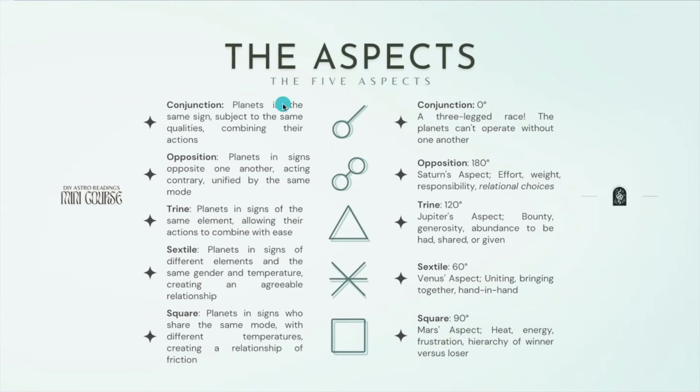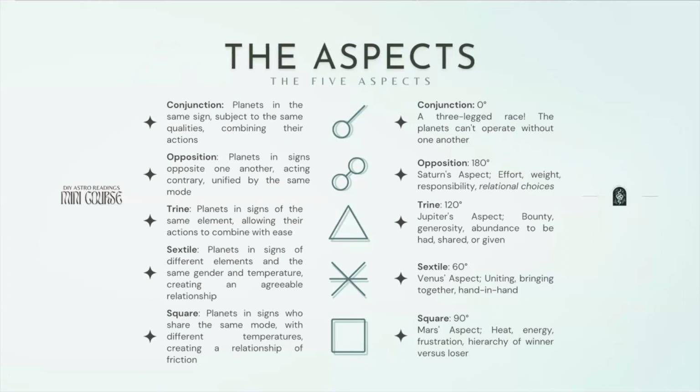So we've got the conjunction. This is when planets are at 0 degrees from one another, which means there's no space between them. They're in the same sign. They're probably side by side. And then there's oppositions. That's 180 degrees. This is when planets oppose one another. So they're unified, like I said when we talked about the signs, by the same mode. So if one planet is in Aries, and another planet is in Libra, they're opposing one another from 2 of the 4 cardinal signs.